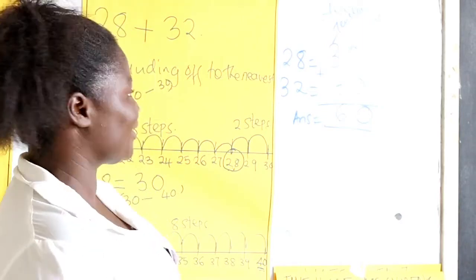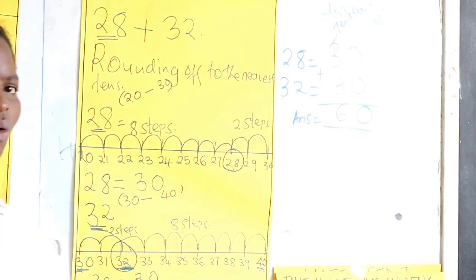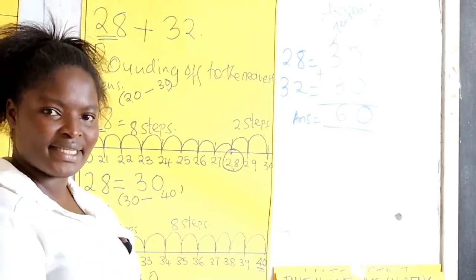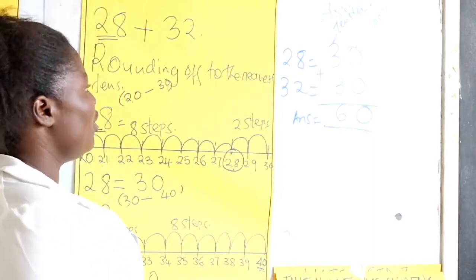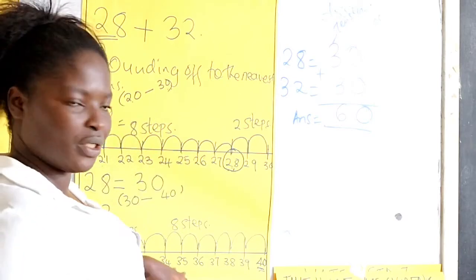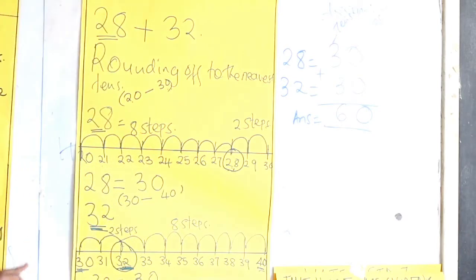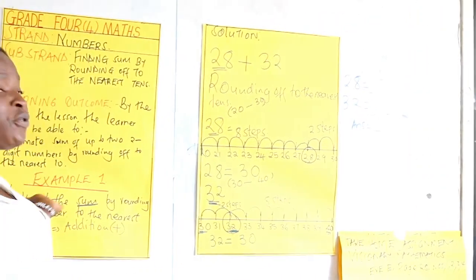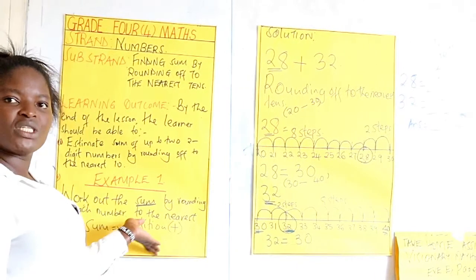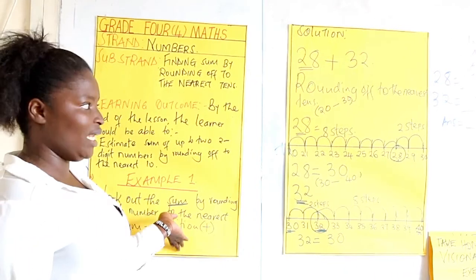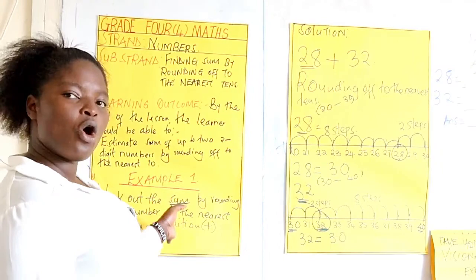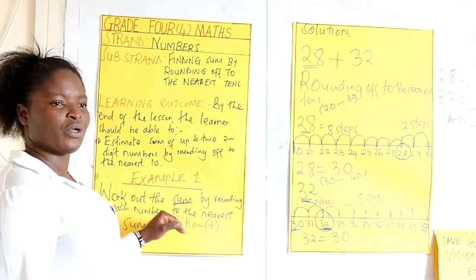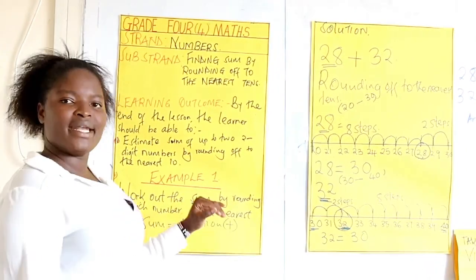Very correct. Now, remember, when you are given any task or any question, you need to read the question and understand it. For instance, here, some of you may opt to add without rounding off, and you end up failing. So before attempting any question, can you read and understand?